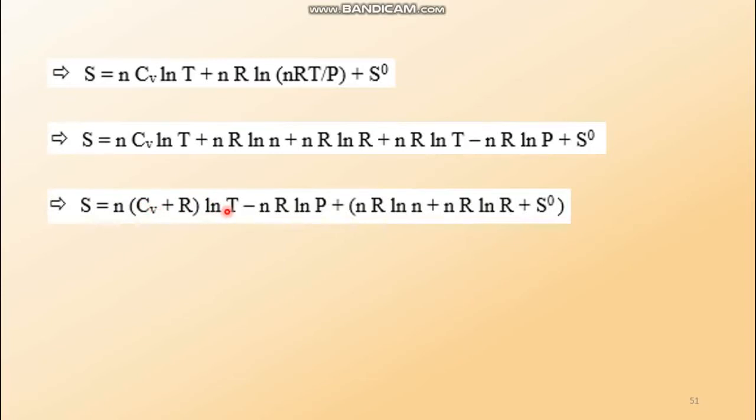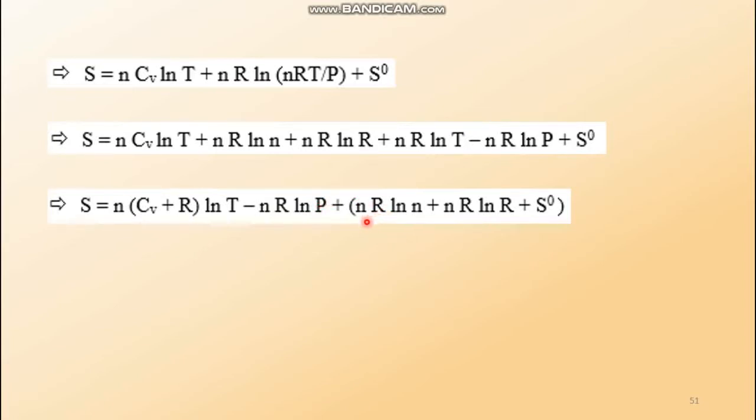n ln T is taken as common. Then Cp plus R. Here is nCp ln T and here is nR ln T. So n and ln T are taken as common. n is written in the left hand side of the bracket and ln T is written in the right hand side of the bracket. So Cp plus R are taken. Now this part, minus nR ln P, is written here.